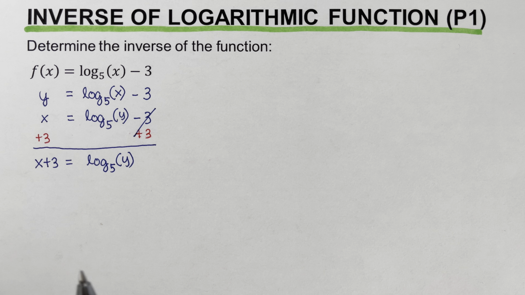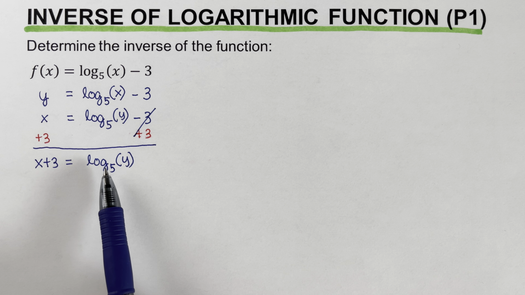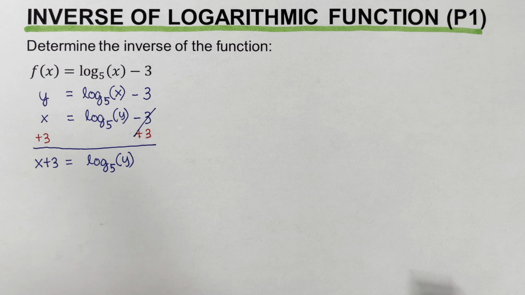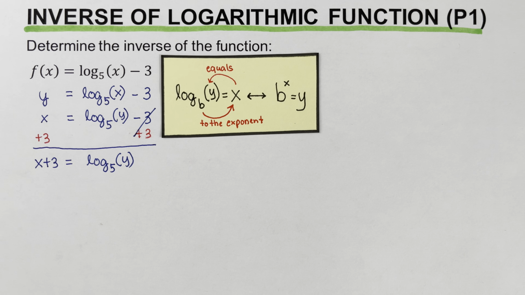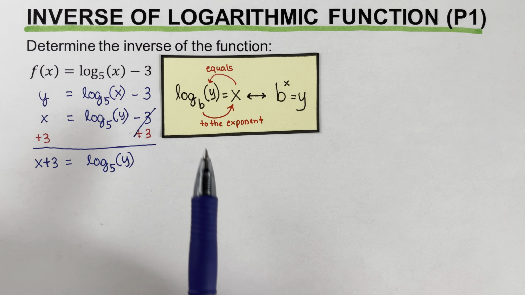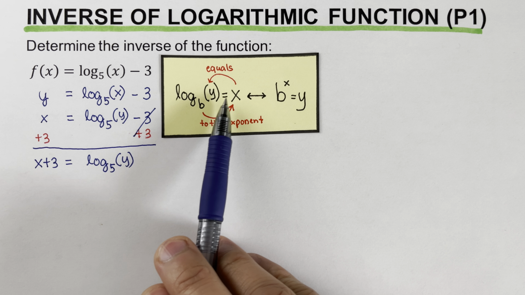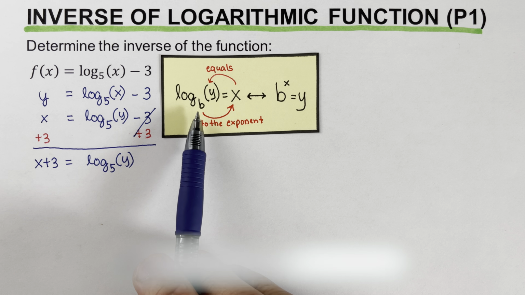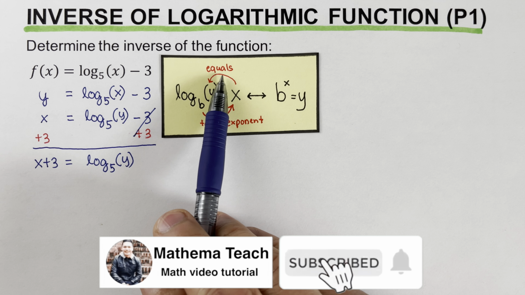Now the part of the second step after we isolated the logarithmic expression is to convert this logarithmic expression to its equivalent exponential form. We remember that we can change this using this general rule. If we are given log of y to the base b equals x, all we need to do is say b to the exponent x is equal to y.